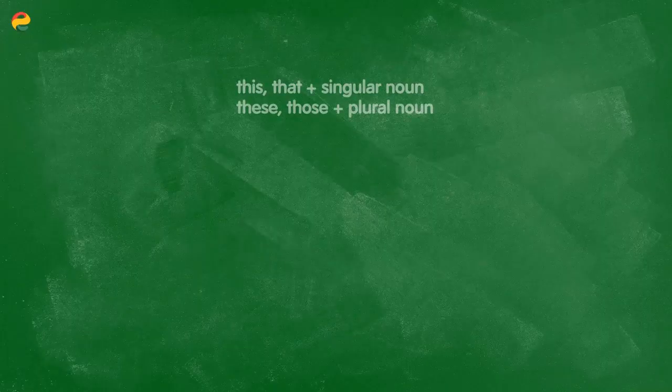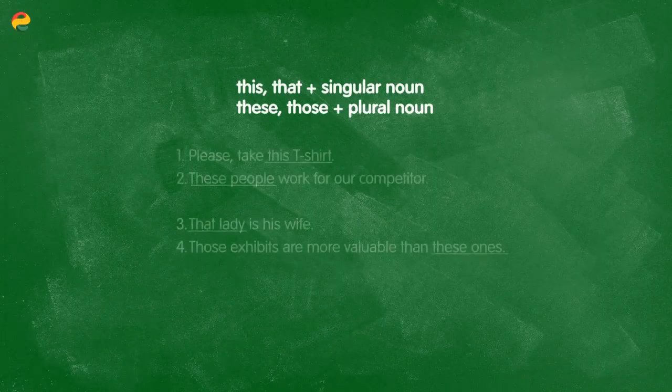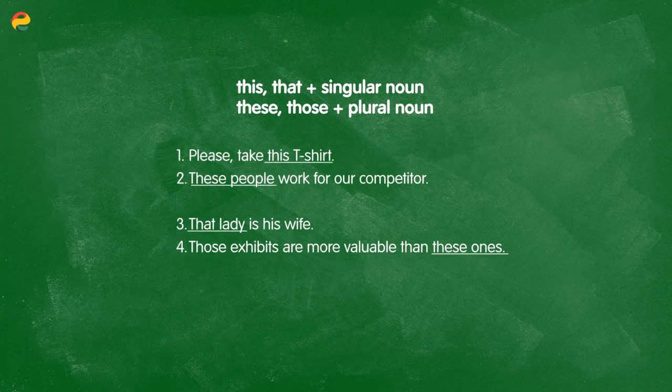And as I previously mentioned, this and that are the singular forms, so you will use them with a singular noun after them. Likewise, these and those are the plural forms, so they will require a plural noun afterwards. Let's look at some examples of all of these together. First, please take this t-shirt. I'm only handing you one, so I say this t-shirt. But if I say these people work for our competitor, I'm talking about more than one person. I'm talking about people. So I say these.